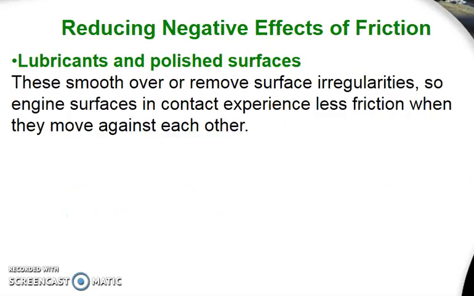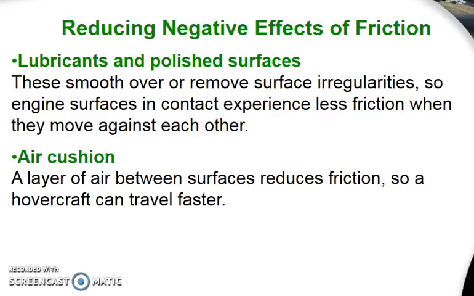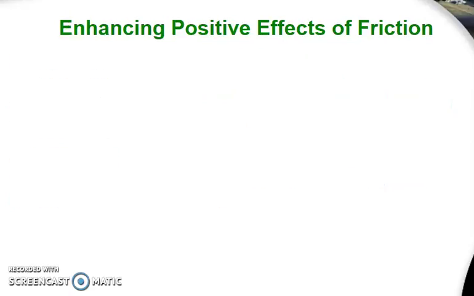Another one we'll see is lubricants and polished surfaces. These help to remove some surface irregularities, therefore reducing friction. And the third one is a layer of air. For example, a hovercraft can travel faster, or even a maglev train.